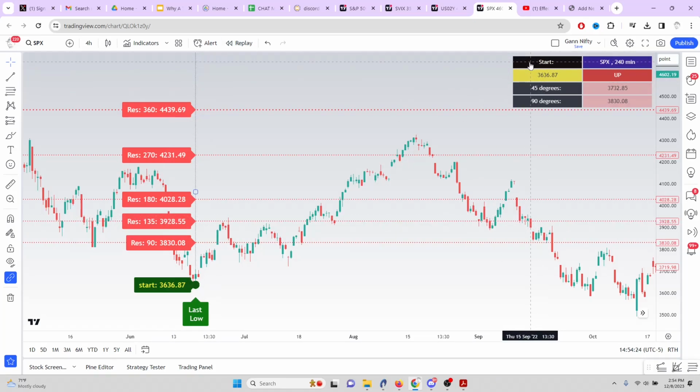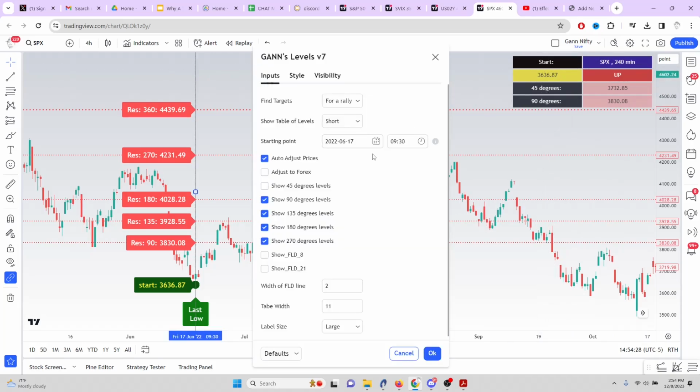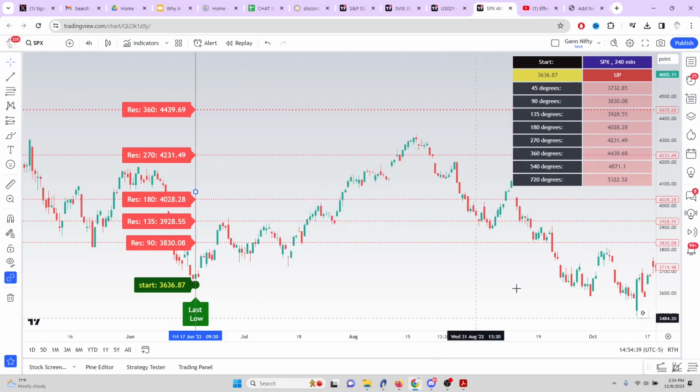So here you can see that the indicator can show you only 2 first levels, or you can make it show you more levels. To do that, you go to the second point in the menu, show table of levels, and instead of short, you click full, and you get all the levels. And look, we got rejection of 135.